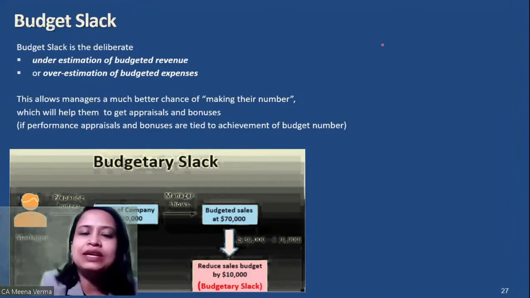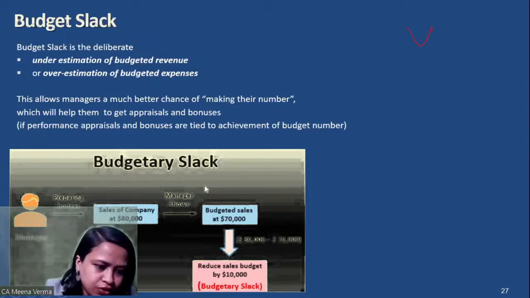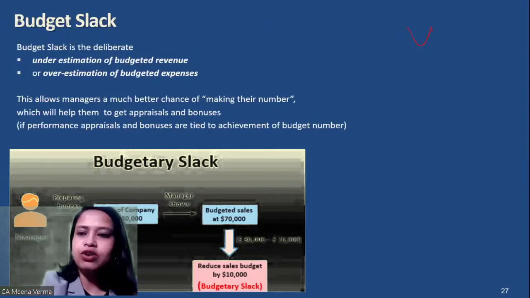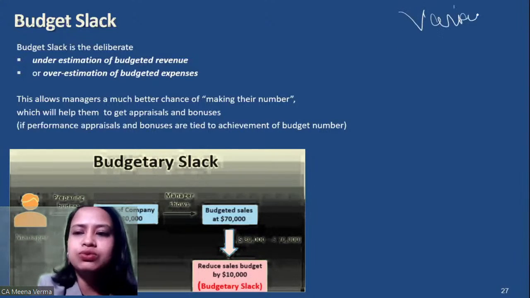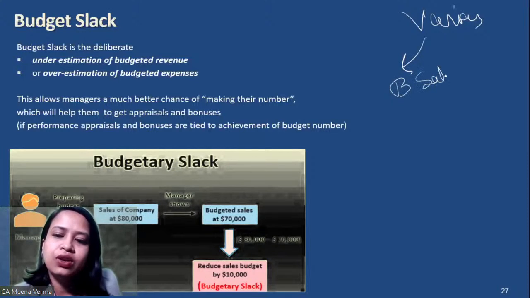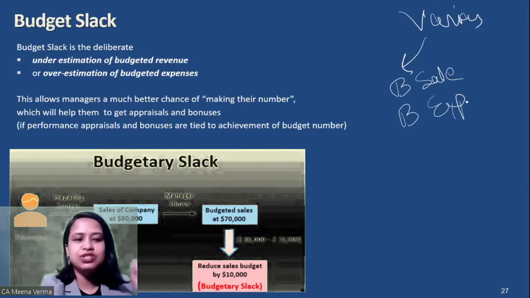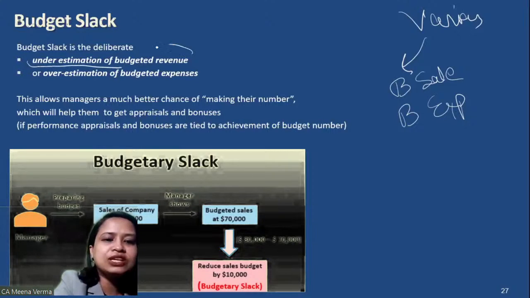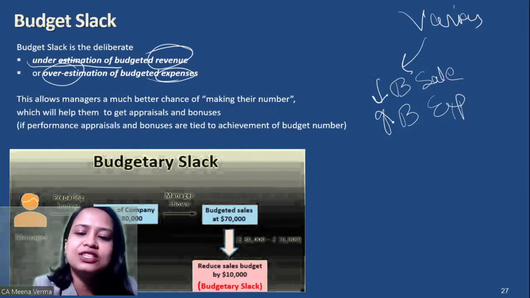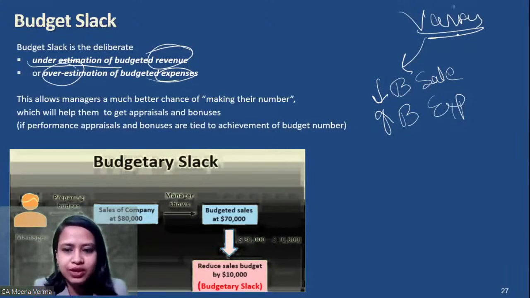Budget slack means that the manager deliberately, in order to reduce the variances and increase the financial performance, in order to get a higher incentive, either reduces the budgeted sale or increases the budgeted expenditure. So it is underestimation of the budgeted revenue or overestimation of the budgeted expenditure, in order to improve the financial performance of the business organization.